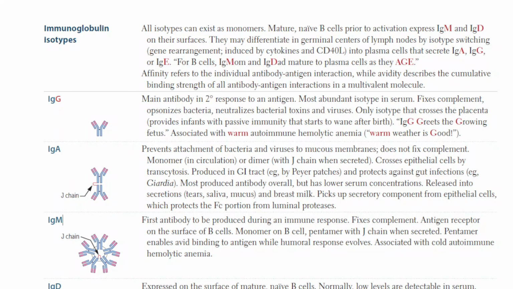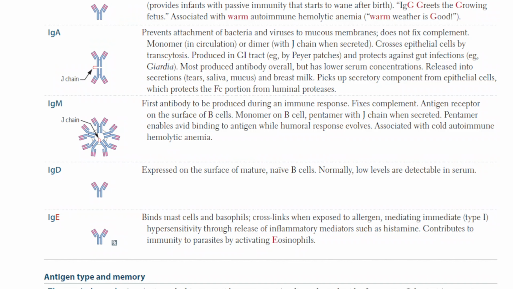And the one that everybody knows is immunoglobulin E. Immunoglobulin E binds mast cells and basophils. They produce a cross-link when exposed to an allergen, mediating immediate type 1 hypersensitivity through the release of inflammatory mediators such as histamine.